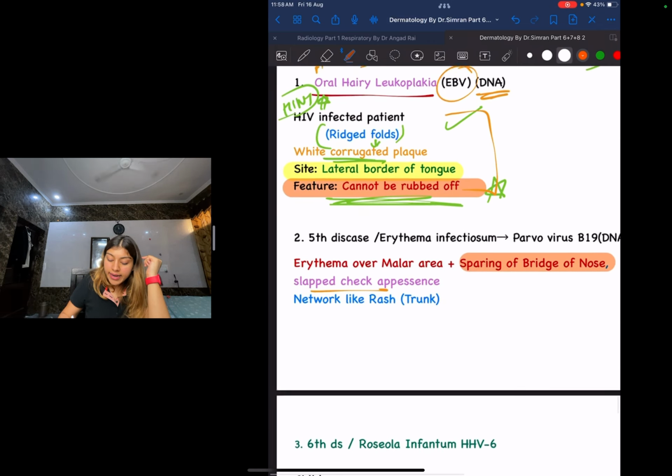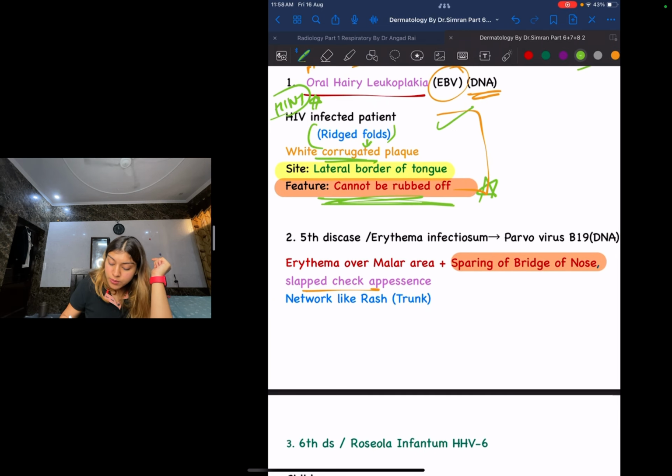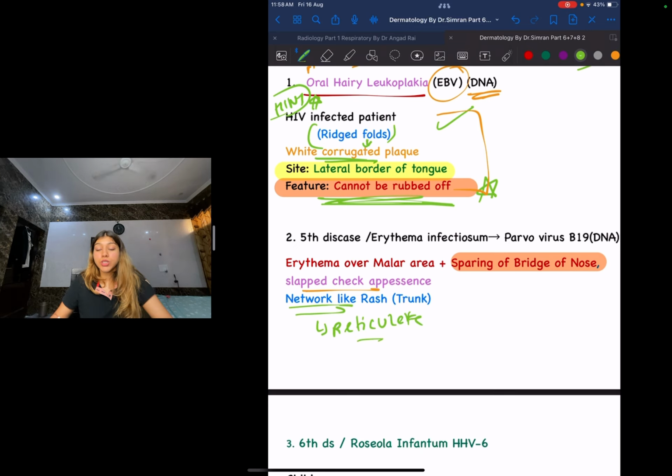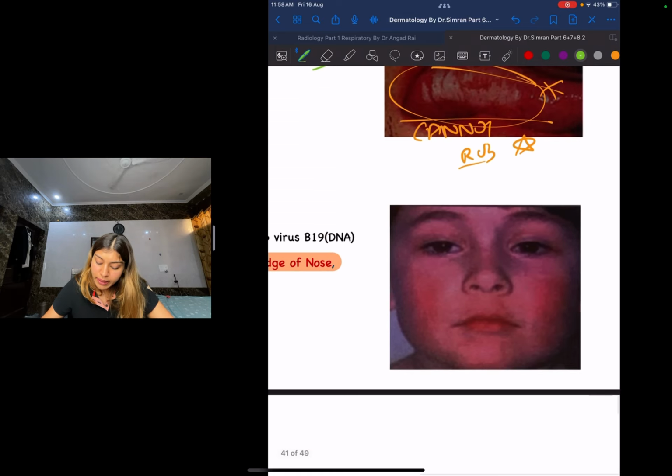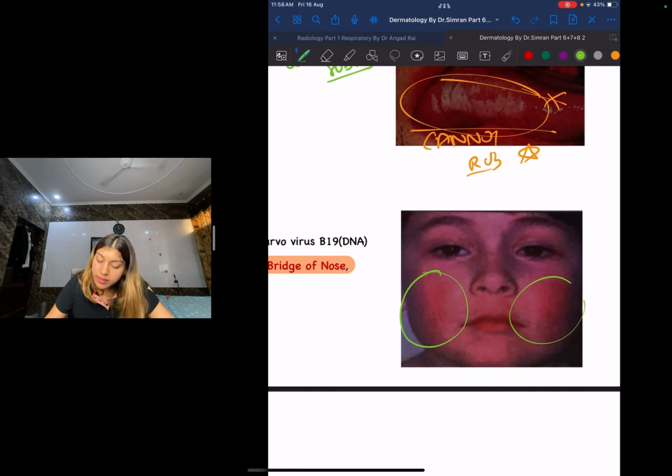Okay, and there will be this network like rash. And guys, what did I say? What does the word network mean? It means reticulate. Okay, reticulate type rash. Where? On the trunk. Now let us look at this baby. You guys can see the malar area. There is going to be redness. Erythema means redness over the malar area.